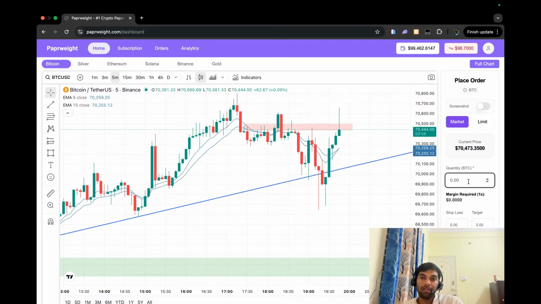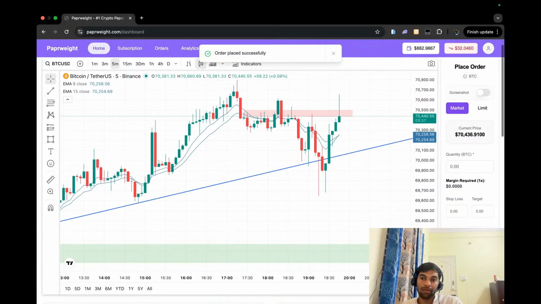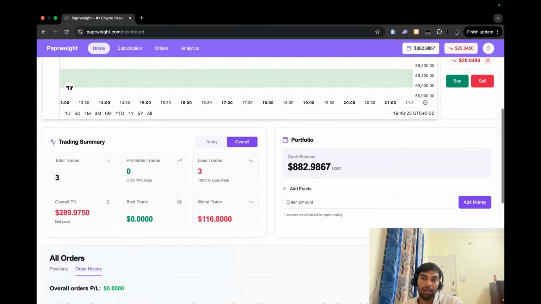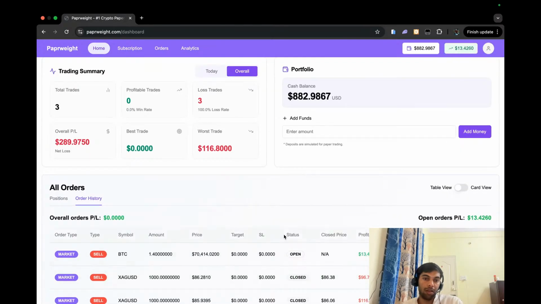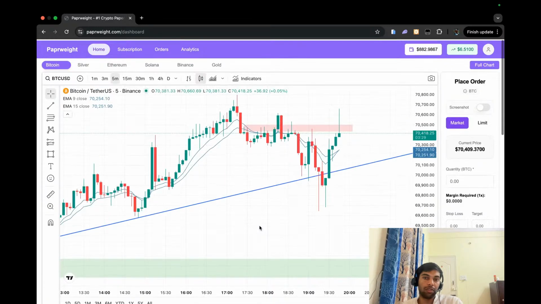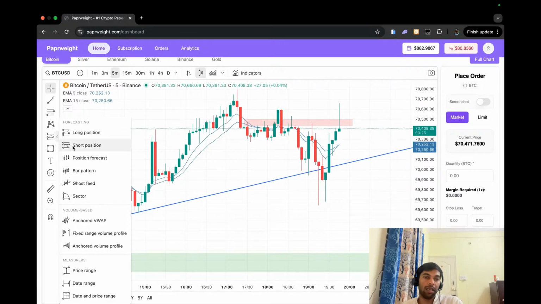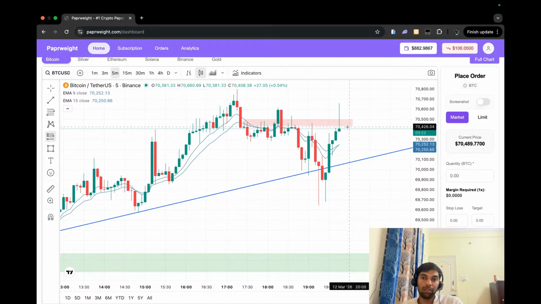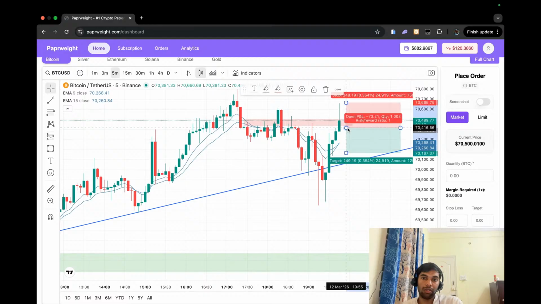All right, let's trade in Bitcoin. I think silver is not giving us anything today. I sold BTC at 70414. So this might be an early entry. 70414. This one.